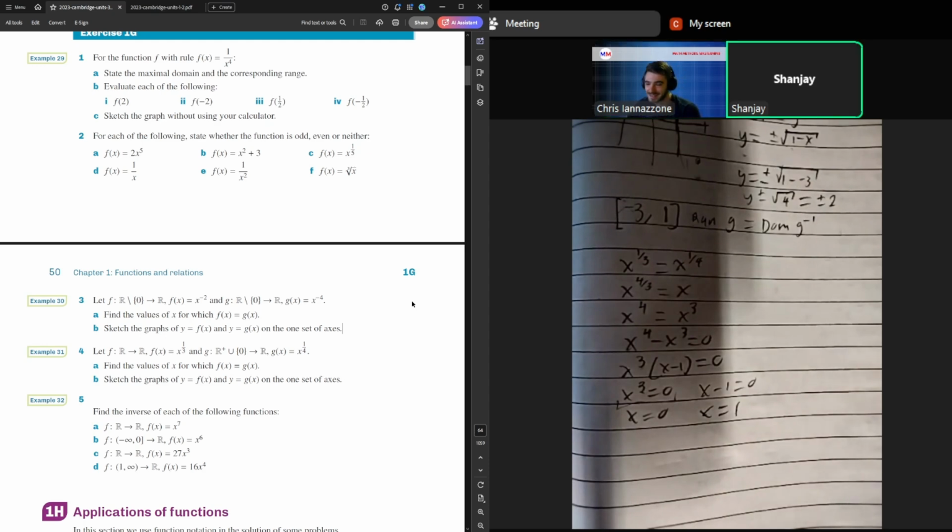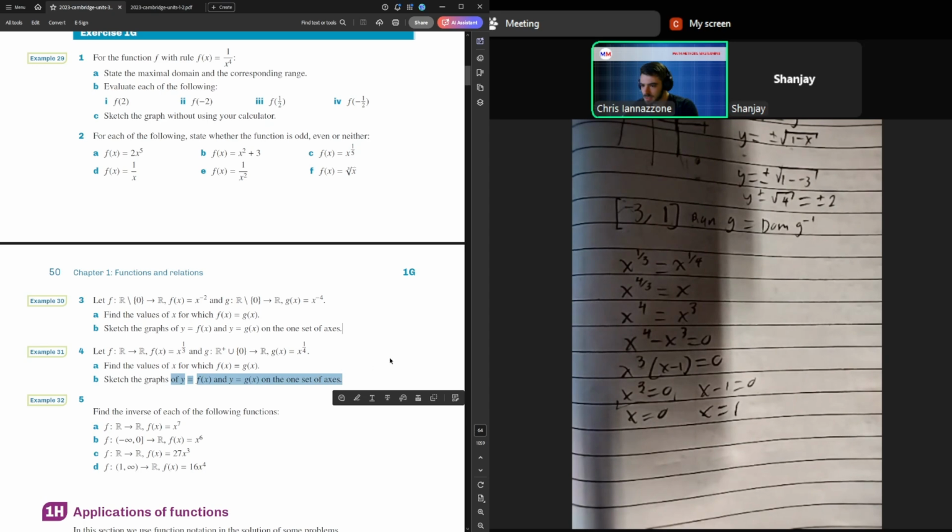Okay, so that's 4a there. That's where you find the values of x for those intersections. And then sketching those graphs, any trouble with that at all?